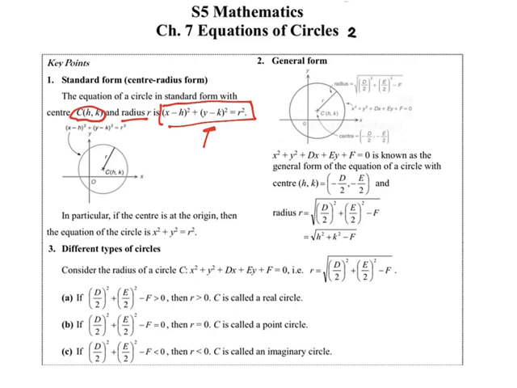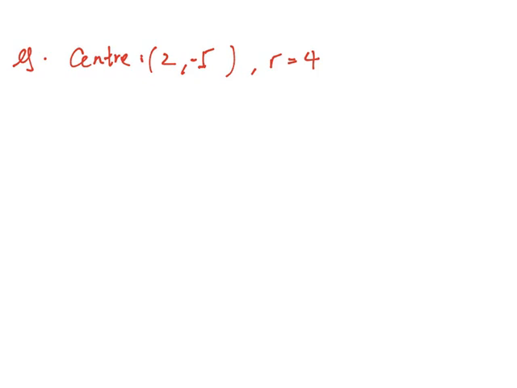Next is the general form. For general form, we expand it from standard form so that it becomes x squared plus y squared plus dx plus ey plus f equals 0. And for the center, it is negative d over 2, negative e over 2, by using these two unknowns. This lesson will focus on this. But before this, we'll do some exercise for equation of circle.